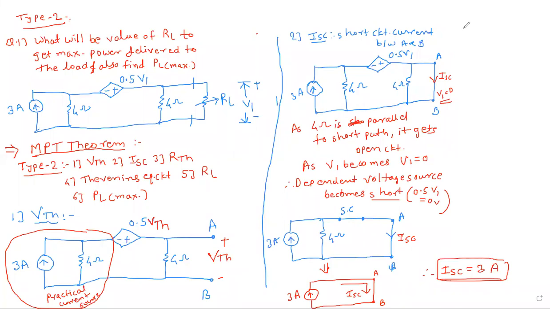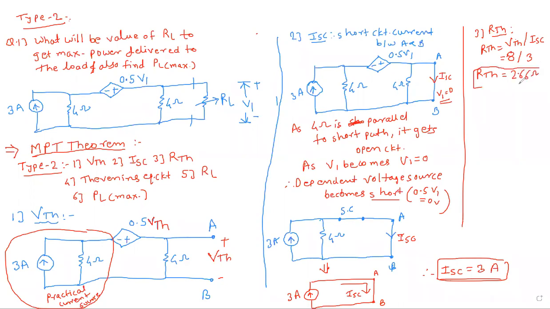Now finally, what do you have to do now? Finally, you have to find out RTH. So the third part is RTH. RTH is equal to VTH divided by ISC. VTH was 8, so 8 divided by 3. What was the answer? 2.66 ohm. Did everyone understand up to here?